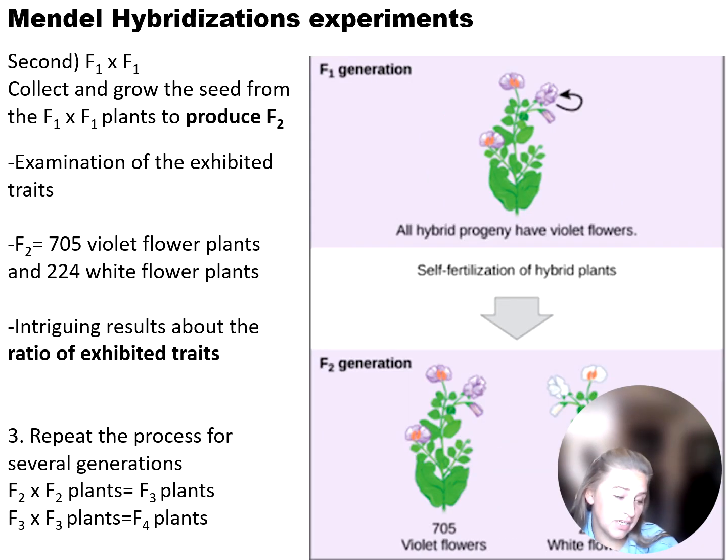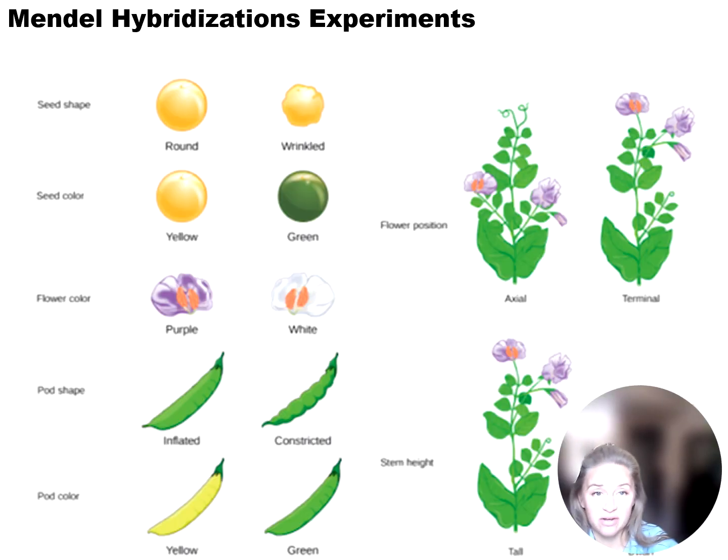So the second generation would be crossing two of the F1 parents to then produce F2. So this would be like a person and then their child and then their grandchild if we were looking at it that way. And they saw that the F2 generation exhibited 705 violet flower plants and 224 white flower plants. So this resulted in what they called a ratio of exhibited traits. And then they would repeat the process with subsequent generations to see what kind of flowering pattern they got.